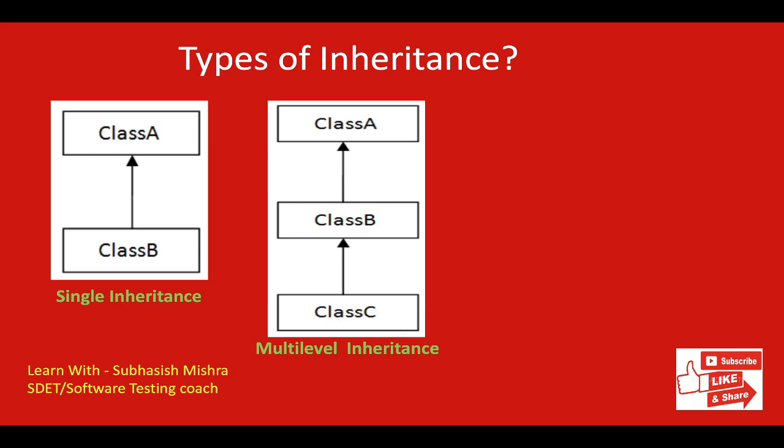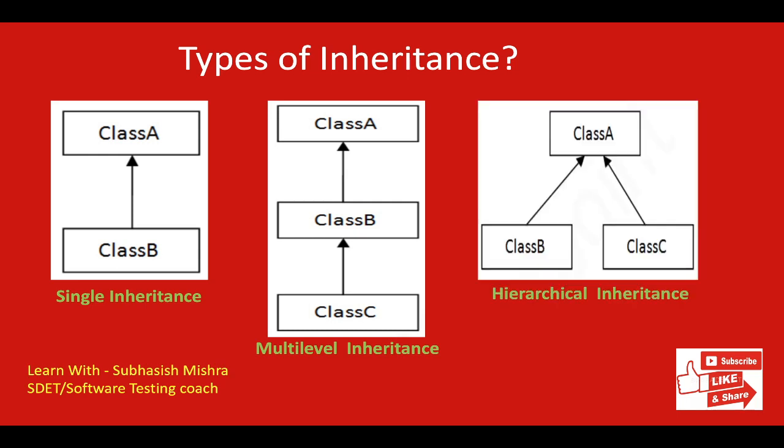Then we have hierarchical inheritance. When more than one class inherits the same class, then this is called hierarchical inheritance. For example, class B and class C extend the same class A. So here you are seeing in the diagram, right? Class B and class C are inheriting the class A. So when a class has more than one child class or subclass, or in other words, more than one child class has the same parent class, then this type of inheritance is known as hierarchical inheritance.